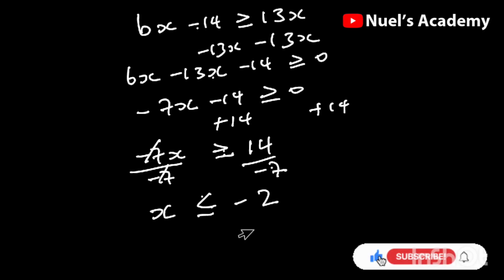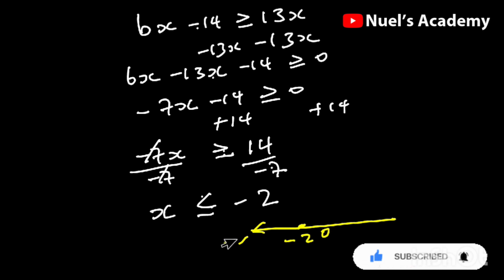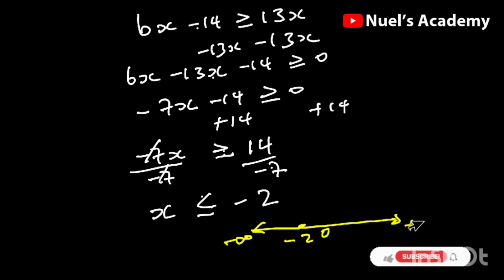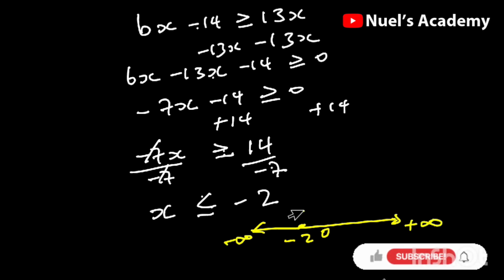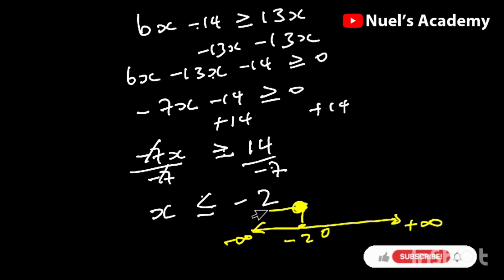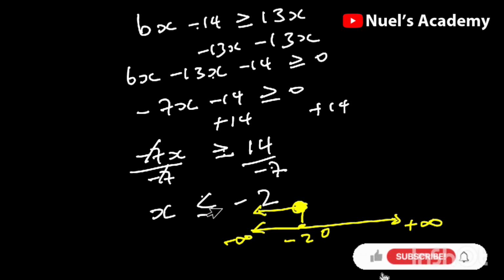Representing this on the number line, we're going to have here is 0. We're going to assume here to be negative 2. Then we have negative infinity, and then we have positive infinity. Now from negative 2, the x values are going to be less than or equal to negative 2. In this case, negative 2 is inclusive, so we're going to shade this dot. This is a thick dot or a shaded circle. Then the inequality will be pointing to the left hand side because the x values are going to be less than or equal to negative 2.